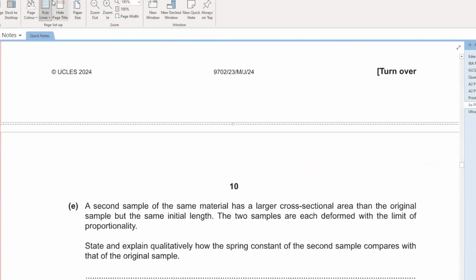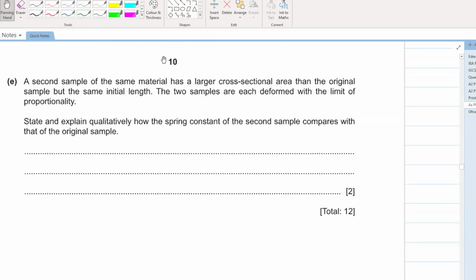Part E looks interesting because it is related to theory. A second sample of the same material. Now, what does the examiner imply by the same material? Same Young's modulus, or you can say same E, has a larger cross sectional area. Perfect. Area is greater. Then the original sample, but the same initial length. Okay, the length is also same. Perfect. The two samples are each deformed within the limit of proportionality. State and explain qualitatively how the spring constant of the second sample compares with that of the original sample.